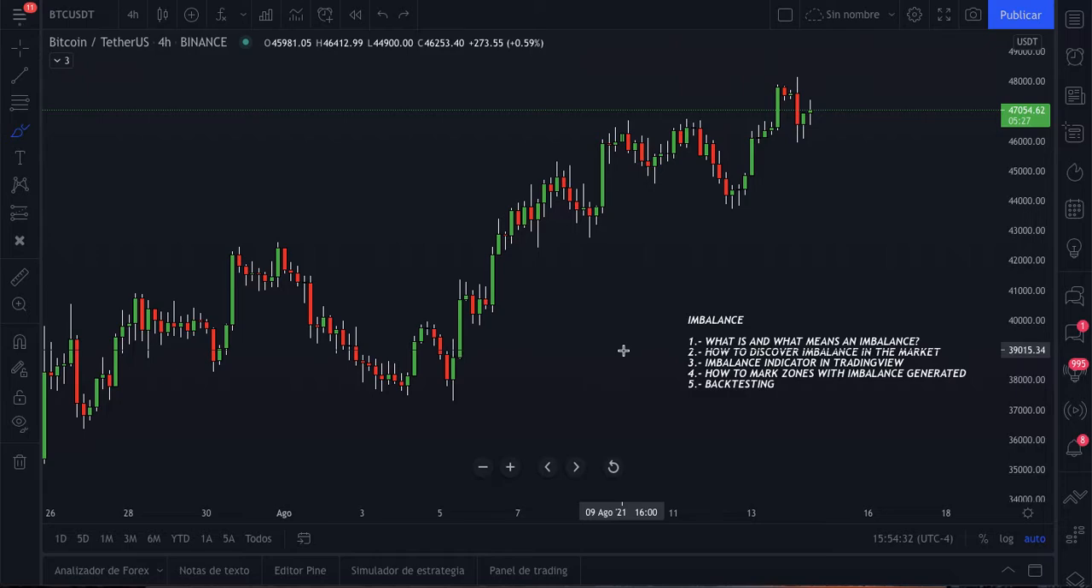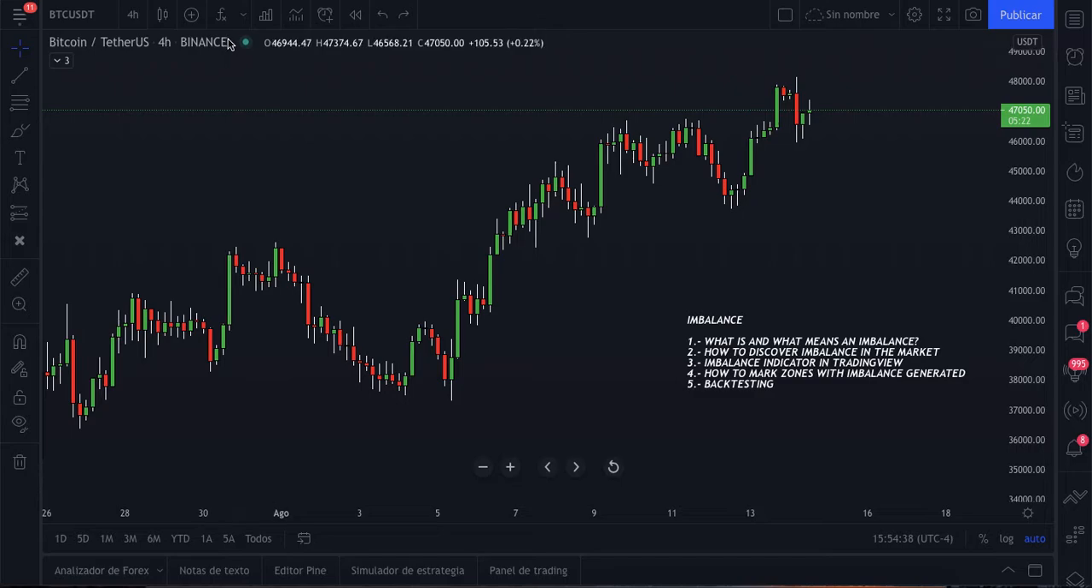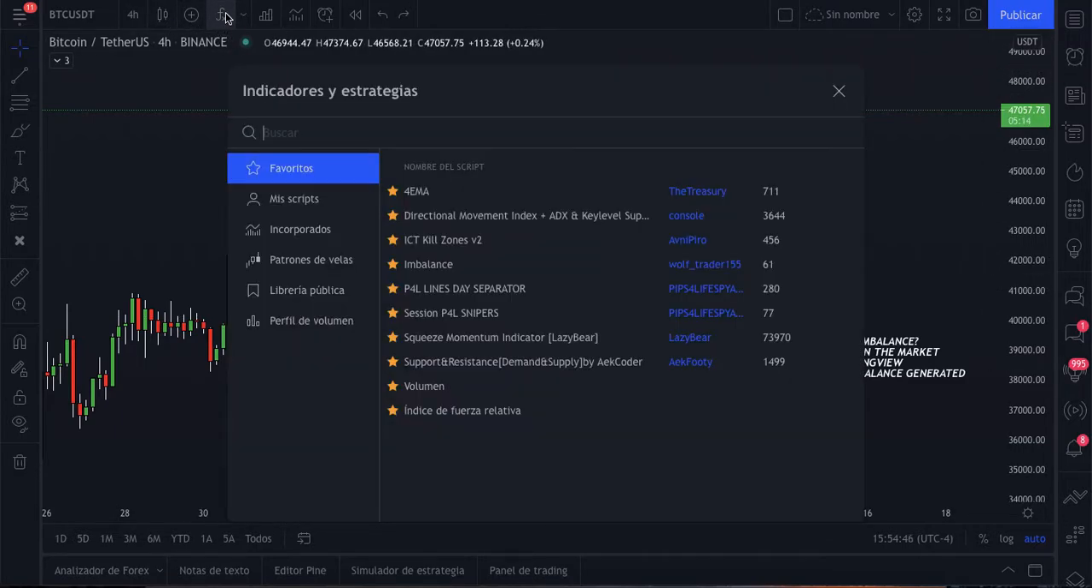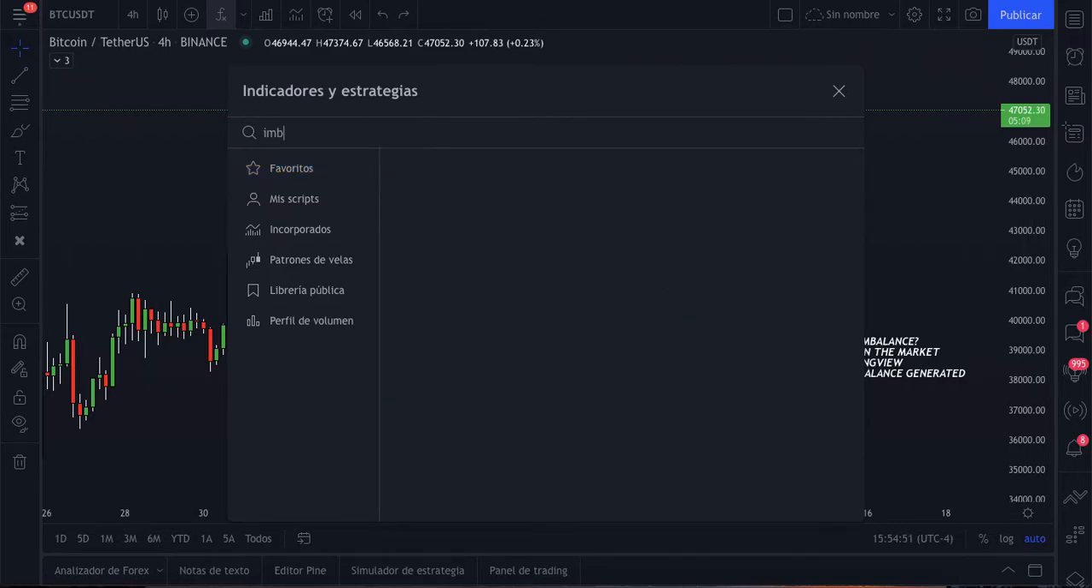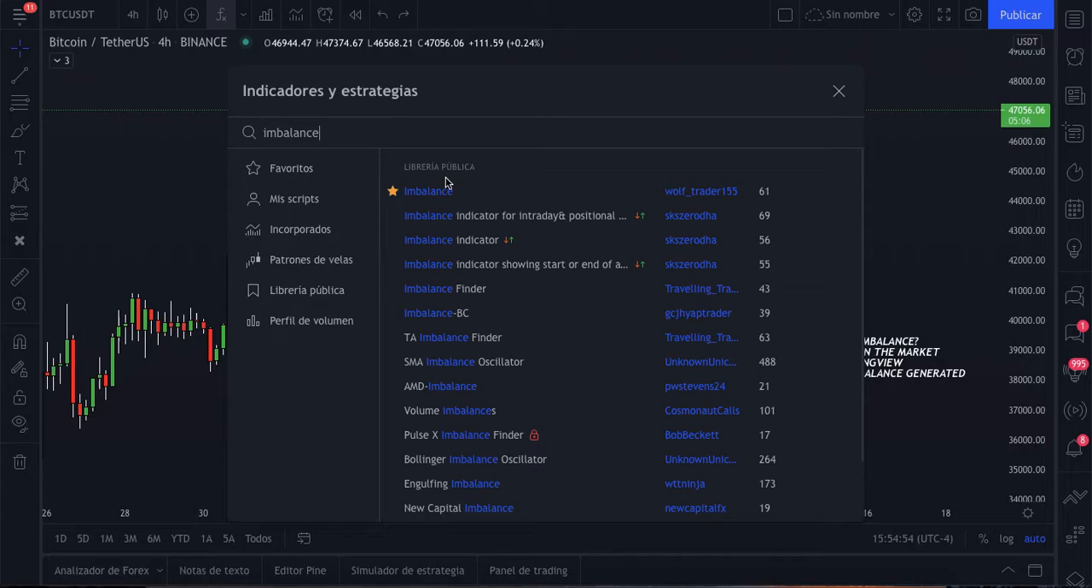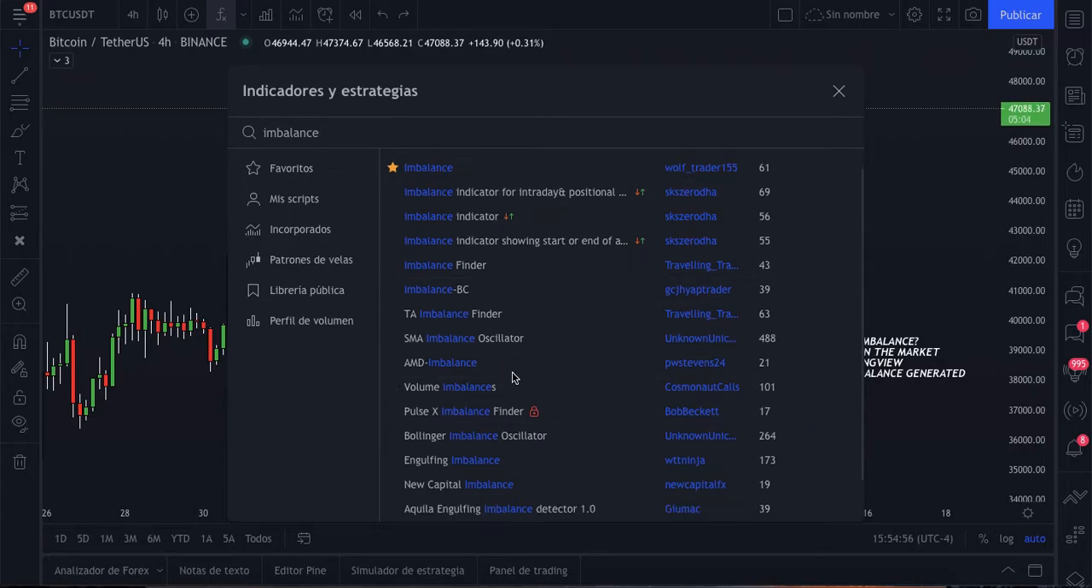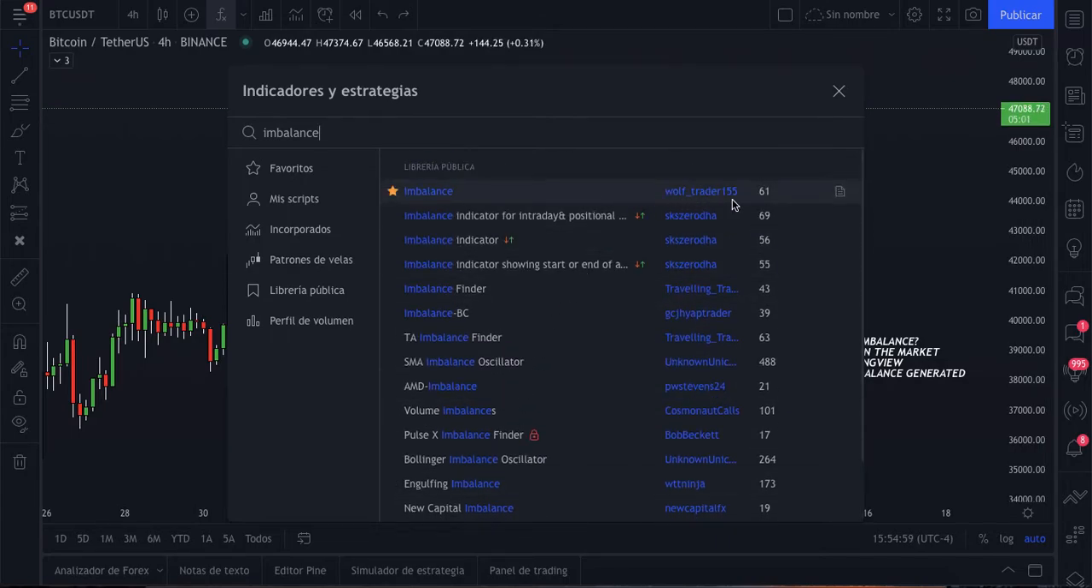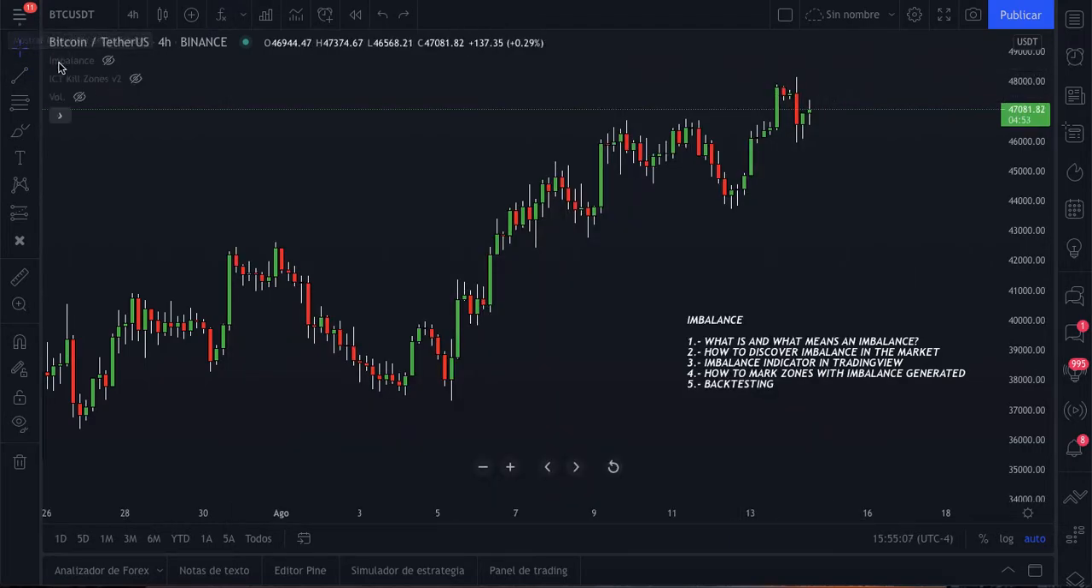So one of the indicators that is really helpful is called imbalance. Here on the top side of the TradingView chart, right, you have the indicators. This is in Spanish, but it's the same thing. So look for the imbalance indicator. There are a lot of imbalance indicators, but I use this one. Just click on imbalance, and you will see the indicator here.